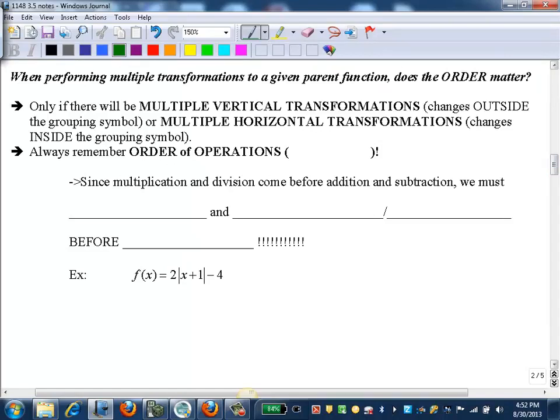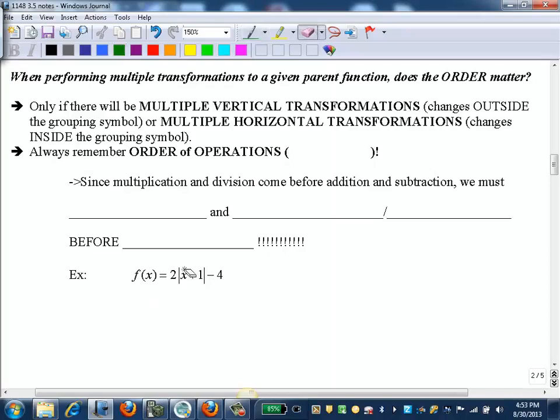Okay, now here's an example of a function, and hopefully we can see that it's based off the parent function, absolute value of x, because you see those absolute values in there, and if you took off the 2 and the 1 and the 4, all those numbers, you'd be left with the absolute value of x. So there are actually multiple transformations in this problem. When there's multiple transformations to a given function, the order matters only if there are multiple vertical transformations or multiple horizontal transformations. So I'll show you what I mean.